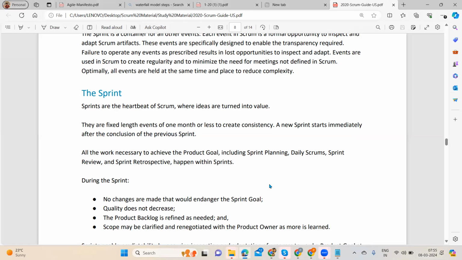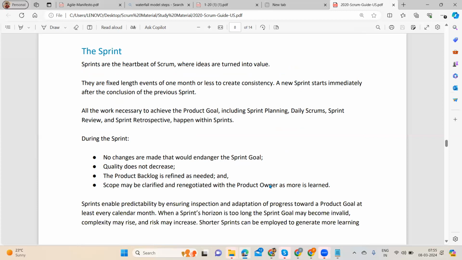So what are we supposed to do, or not supposed to do, during the sprint? In this 2 weeks sprint, once the sprint has started, no changes are made that would endanger the sprint goal. Okay? So no changes are made that would endanger the sprint goal.